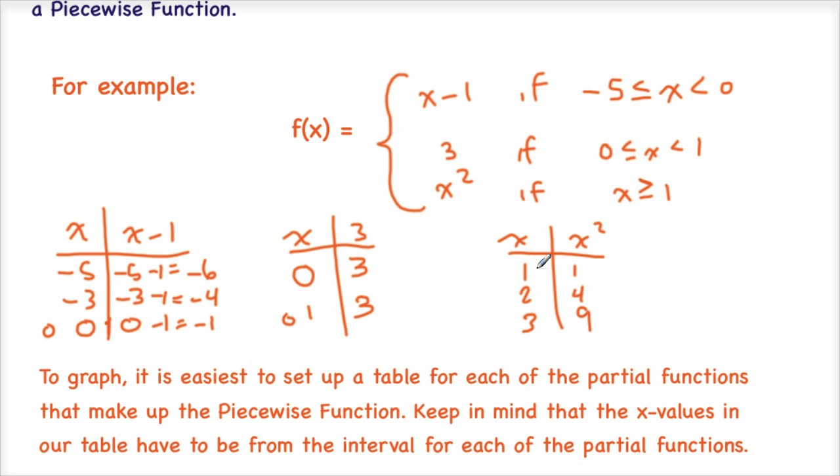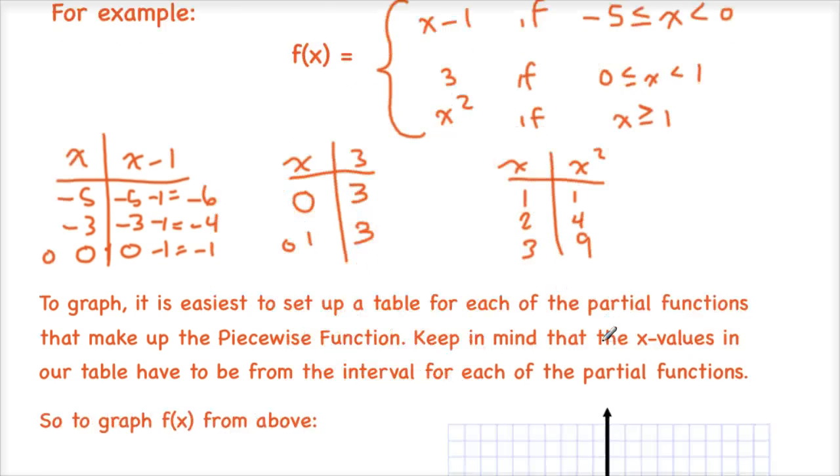So now I have 3 tables. They represent my 3 intervals, my 3 different partial functions, and together if I graph these, I will have an entire graph of f of x. And so I'll take all of these points and plot them down here on my graph.